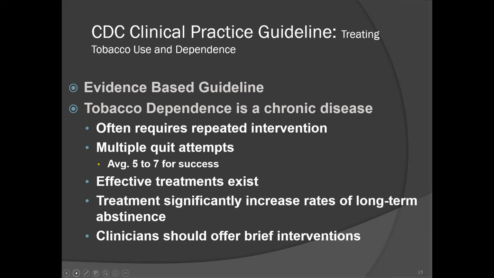Effective treatments exist, so there are things you can do, each one of which may crudely increase your chances of success by 5%. There's no panacea, no magic bullet out there for most of us. But if you combine certain things, behavioral things, maybe some medication, changing your pattern, support groups, helplines, quit lines, then maybe you can increase your chances by 20, 25, 30, 35%. And certainly if you combine that with multiple quit attempts, you can really enhance your chances of a successful quit attempt. Treatment significantly increases the rates of long-term abstinence. Again, combining them may even further synergize that.